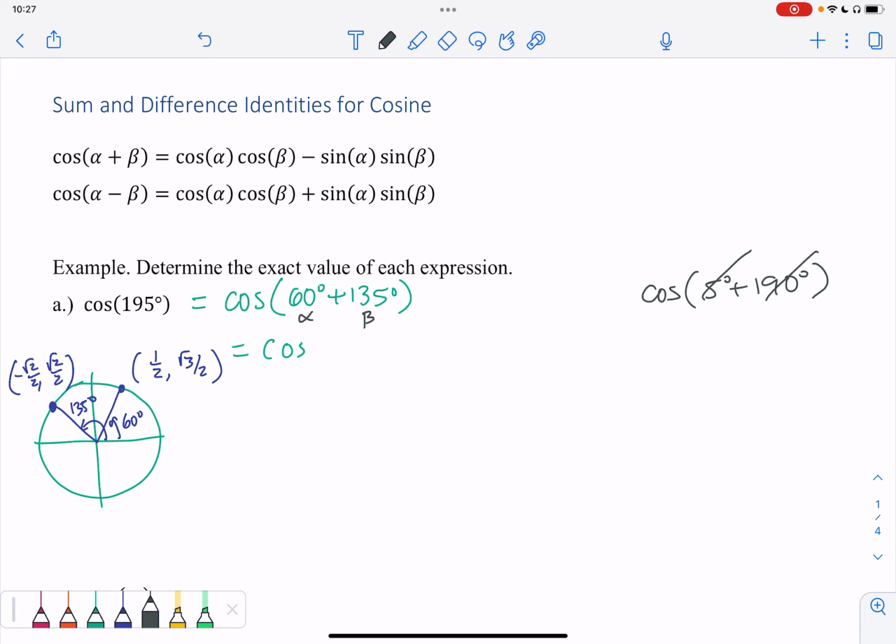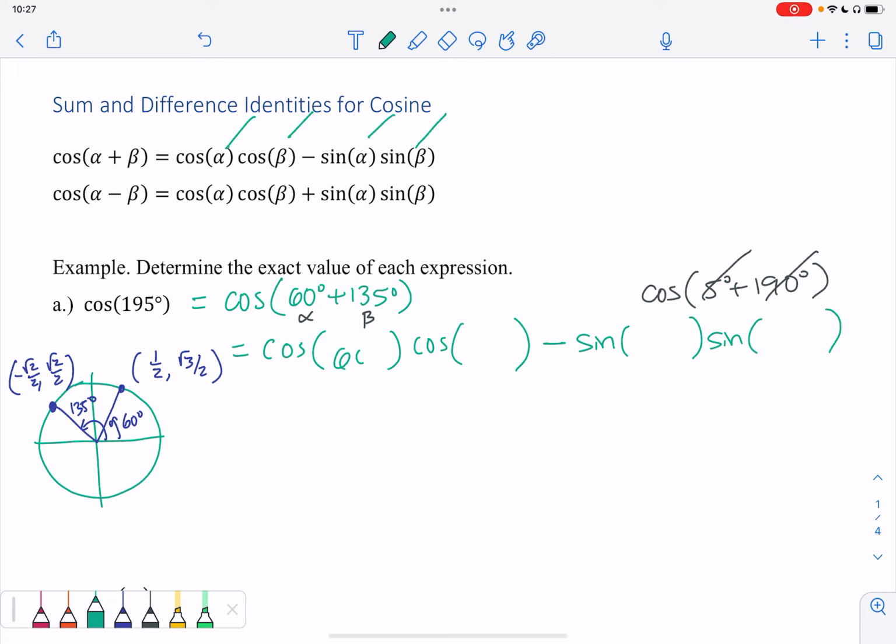Okay, so how do I apply this formula up here? So I have 60 playing the part of alpha, 135 playing the part of beta. So I can see on the right side of this formula, I have cosine, cosine, sine, sine. So I'm just going to write out the structure of it. It's a cosine of an input, cosine of an input, minus sine of an input, sine of an input. Okay, so what am I going to put in there? Well, it goes alpha, beta, alpha, beta. So 60, 135, 60, 135. And I need to use my degree symbol.